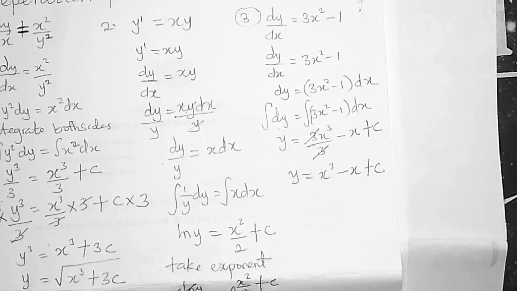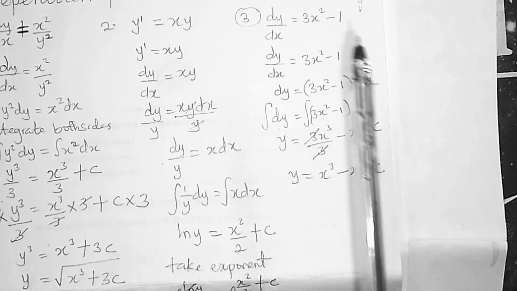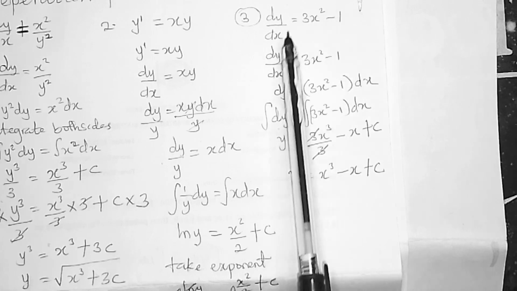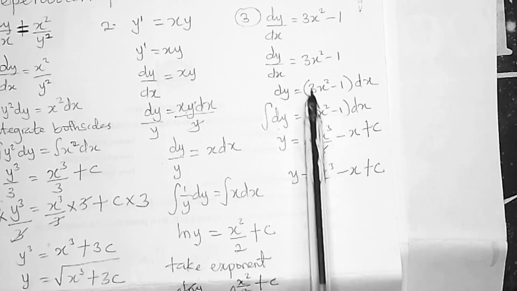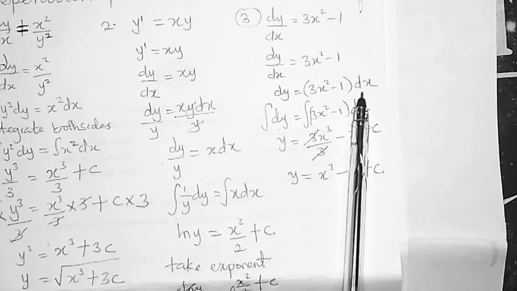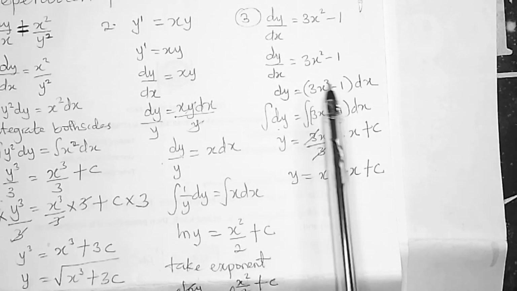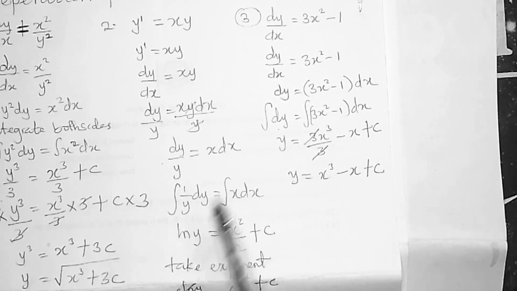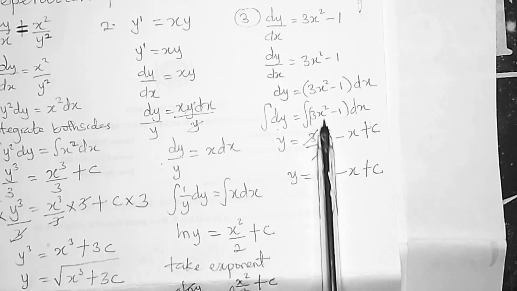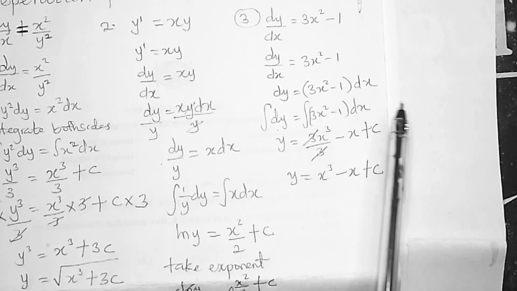We have dy/dx equals to what? 3x squared minus 1. So this is our question. Now cross multiply. If you cross multiply, you are going to have dy equals to 3x squared minus 1 dx. Are you seeing that now? You can see that this is very straightforward. So integrate both sides. By integrating both sides, you have integral dy equals integral 3x squared minus 1 dx.